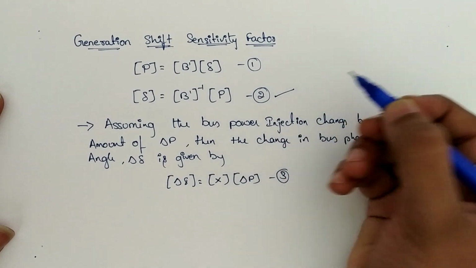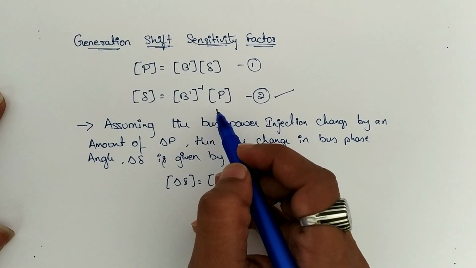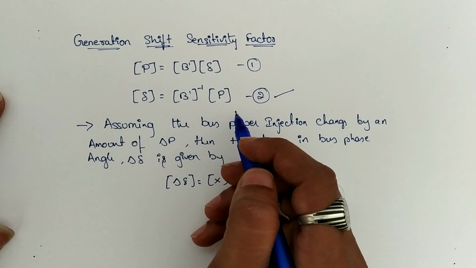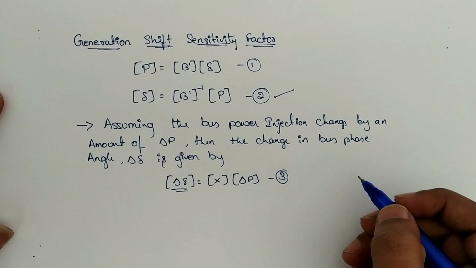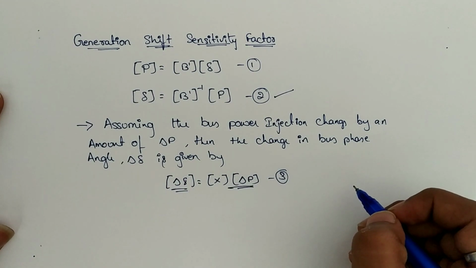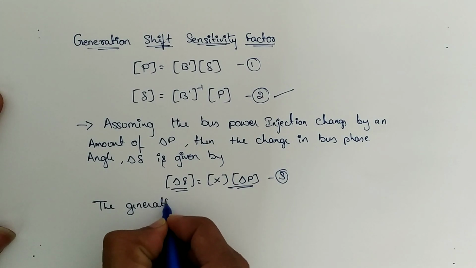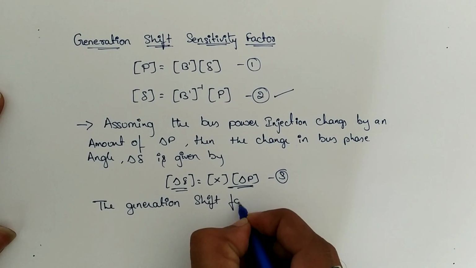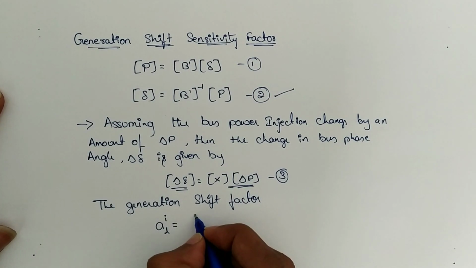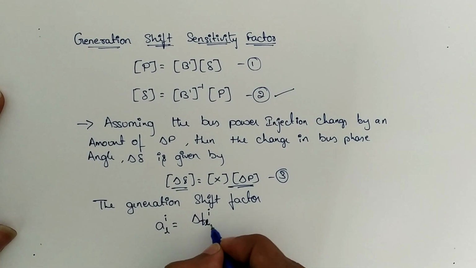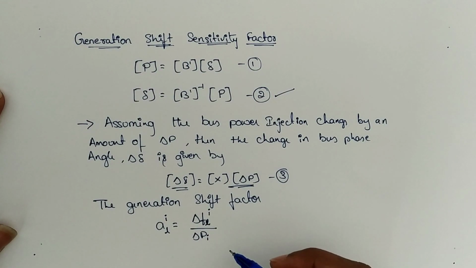From the above equation 2, the swing bus power is the sum of the bus power injection of all the other buses, whereas from equation 3 the net change of the swing bus is the sum of the net change of all the other buses, and from this we can state that the generation shift factor A_LI is equal to delta F_LI divided by delta P_I for a small change in power.